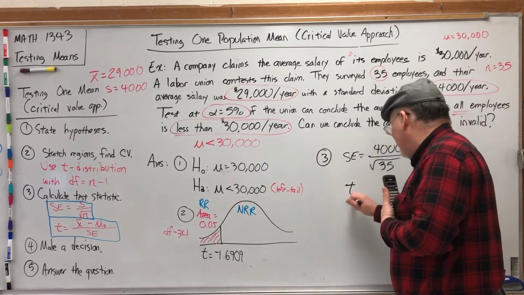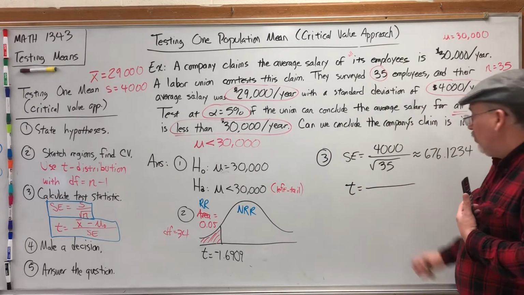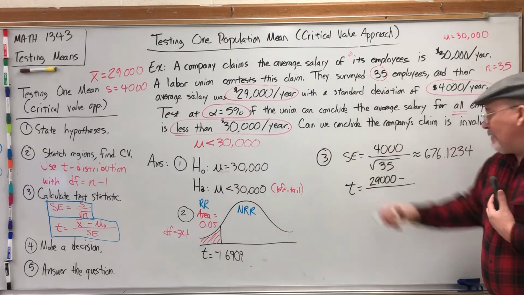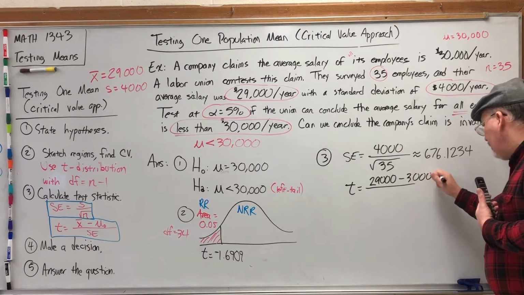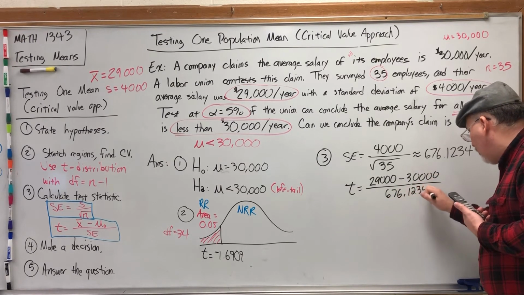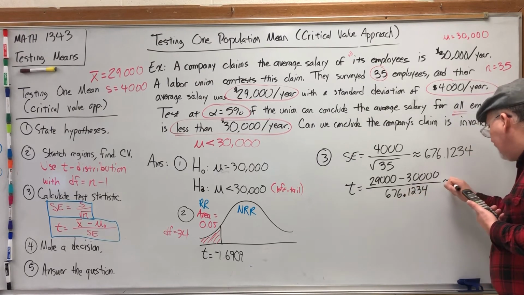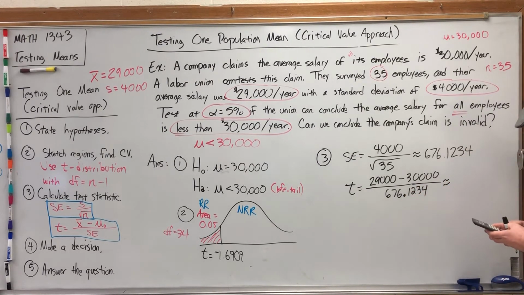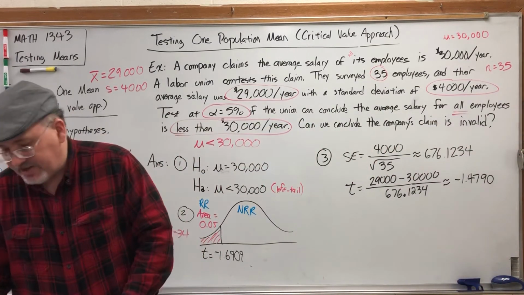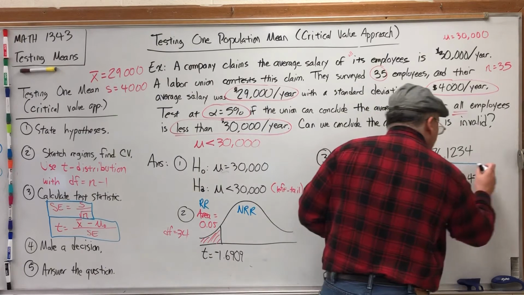Our test statistic will be what we got from our sample, 29,000, minus what we're claiming in the null hypothesis, which is 30,000, divided by the standard error that we just calculated, 676.1234. Make sure that's a decimal, not a comma. And this will again come out to a nasty number of decimals, so we'll just round it to 4. And to 4 decimal places, I get negative 1.4790. Let's put a box around the standard error and the test statistic so that they stand out.